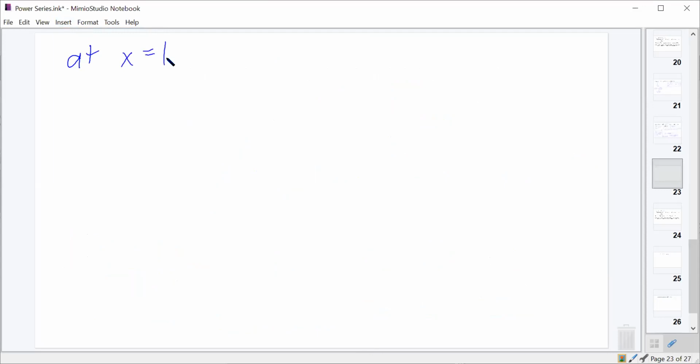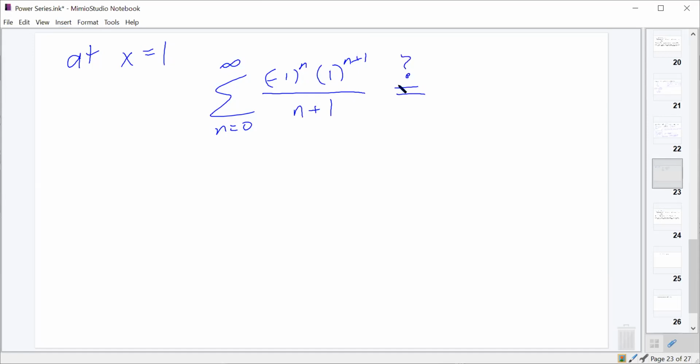At x equals 1, we're looking at the sum from n equals 0 to infinity of, and what is our series? It should be (-1)^n x^(n+1). So if we're talking about when x is 1, instead of writing x to the n plus 1, we should just write 1 to the n plus 1. And the denominator is just n plus 1. The question is, does that converge?